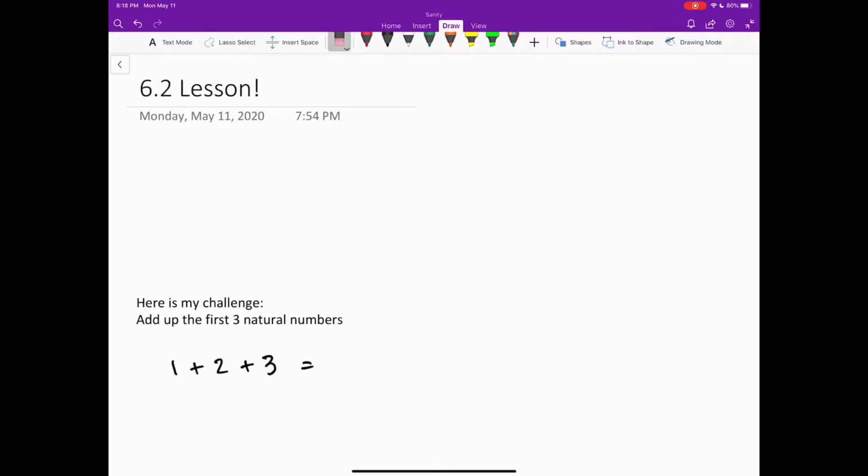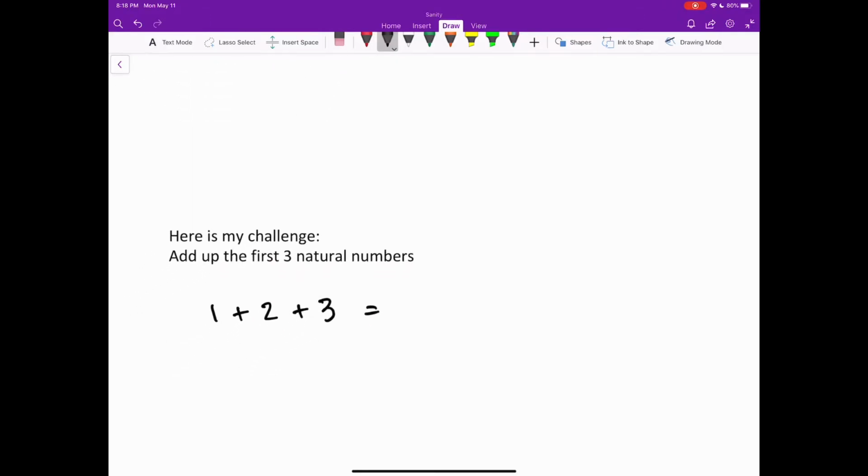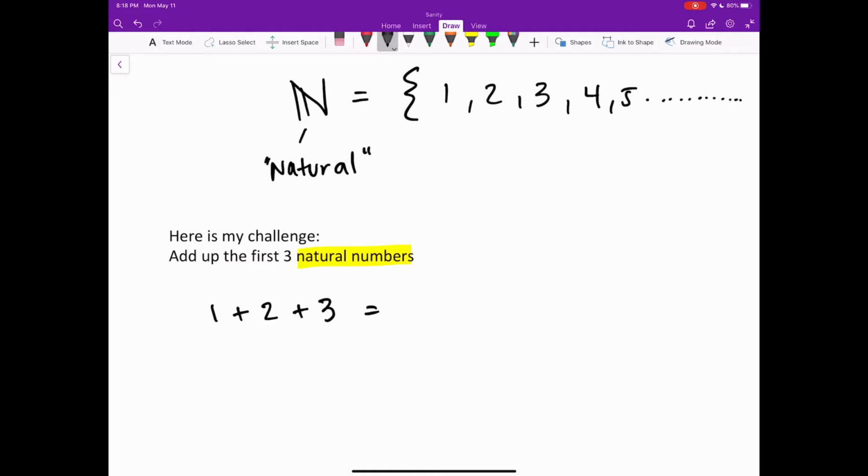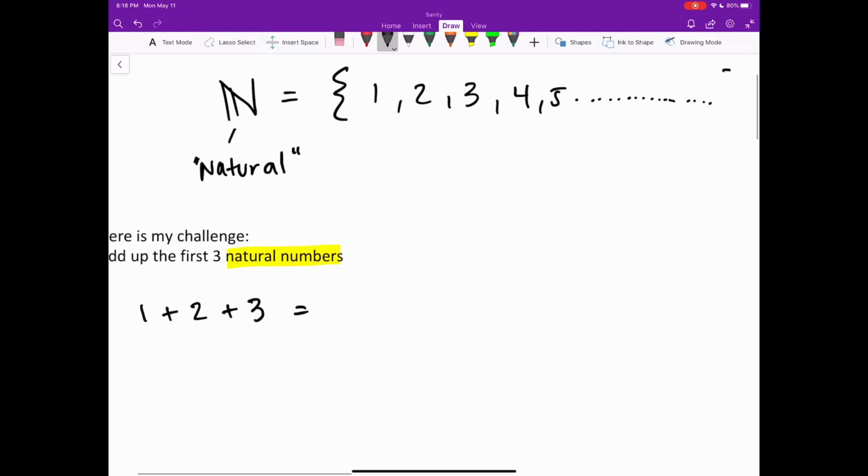So this is going to start with me asking, here's my challenge. Add up the first 3 natural numbers. First, we're going to define what a natural number is. The natural numbers, we usually write the set with this nice script N. This is identifying natural numbers. It's really all of our counting numbers. So it's the set of numbers 1, 2, 3, 4, 5, 6, 7, 1,000,002, 1,000,003. It keeps going on until infinity, basically. It's this huge set of all of our positive integers, 1 to infinity, all right?